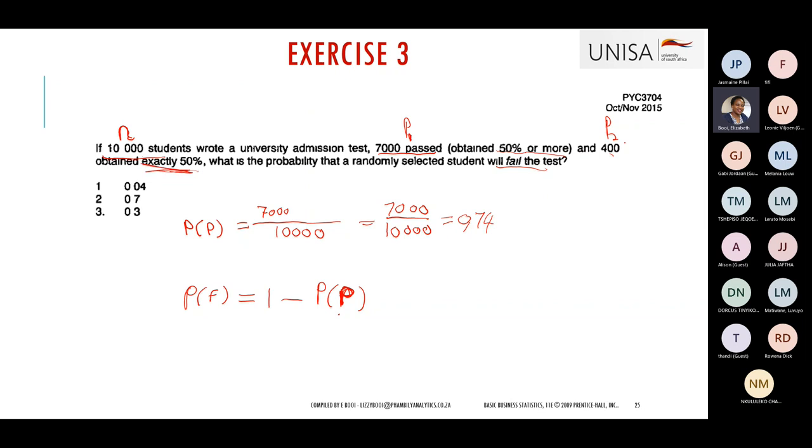So the second part of the question is the one that is very confusing. So 7,000, if I need to explain this again, they received a pass mark of 50 or more. So they got 50, 51, 52, 60, 70%. Out of those 7,000, 400 of them obtained exactly 50%.